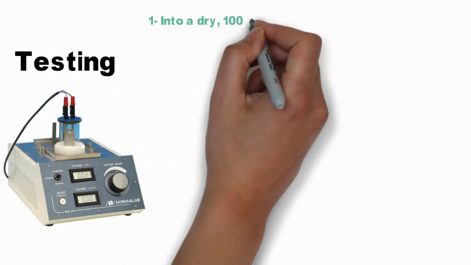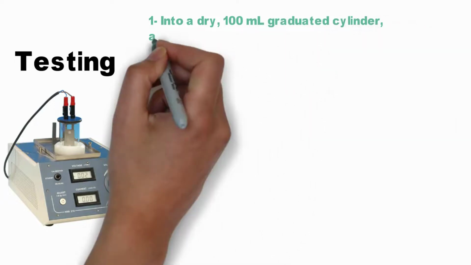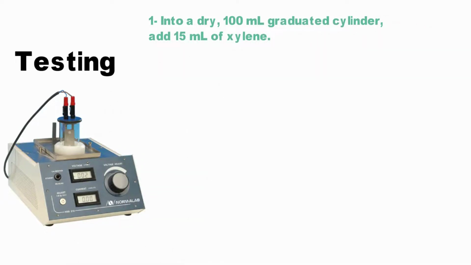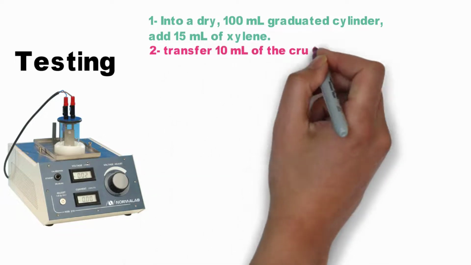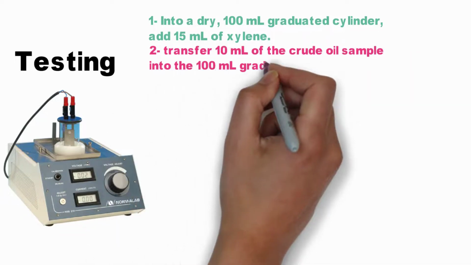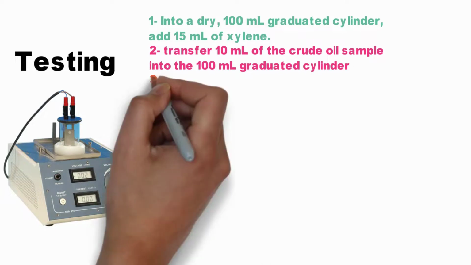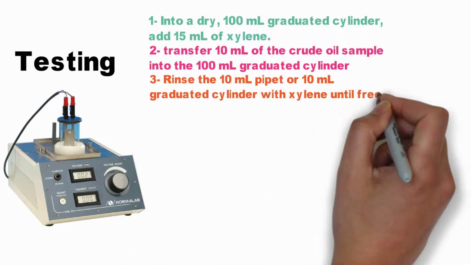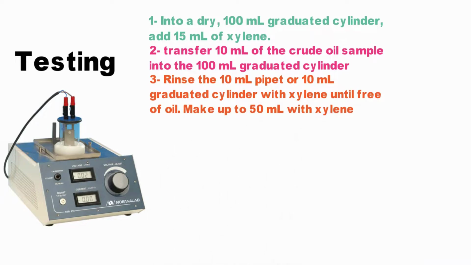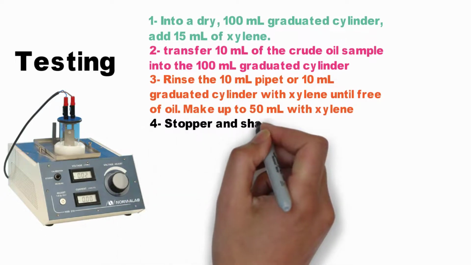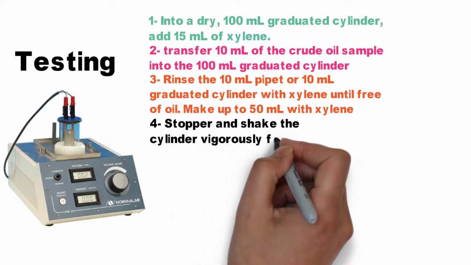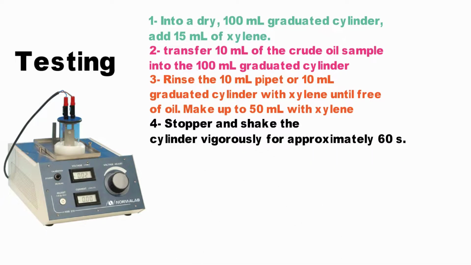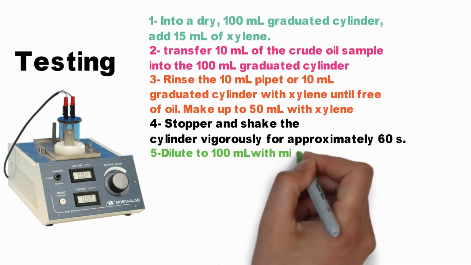Into a dry 100 ml graduated cylinder, add 50 ml of xylene. Transfer 10 ml of a crude oil sample into the 100 ml graduated cylinder. Rinse the 10 ml pipette or 10 ml graduated cylinder with xylene until free of oil. Make up to 50 ml with xylene. Stopper and shake the cylinder vigorously for approximately 60 seconds. Dilute to 100 ml with the mixed alcohol solvent and again shake vigorously for approximately 30 seconds.